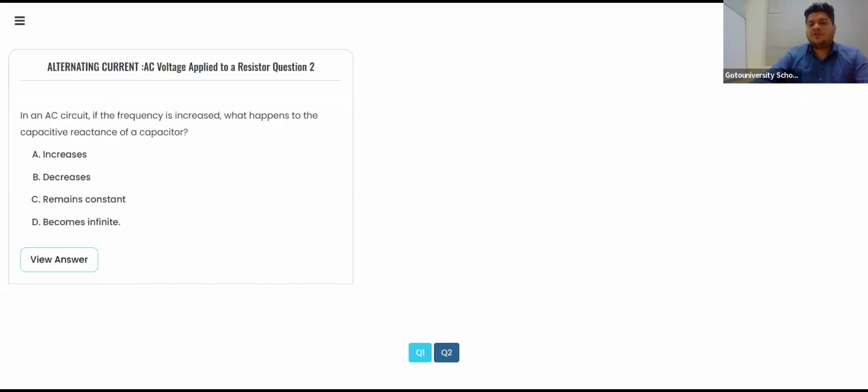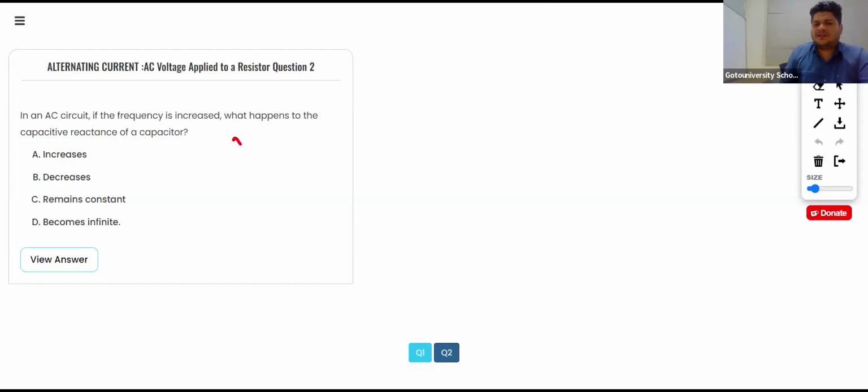In an AC circuit, if frequency is increased, what happens to capacitive reactance? Right, just now we studied about the capacitor. X is inversely proportional to frequency. If frequency is increased, this will be decreased. Option B.